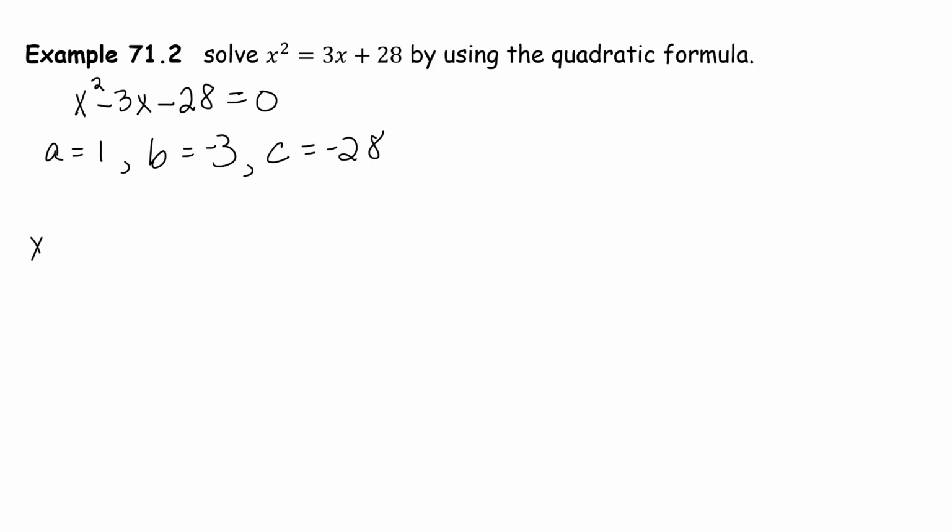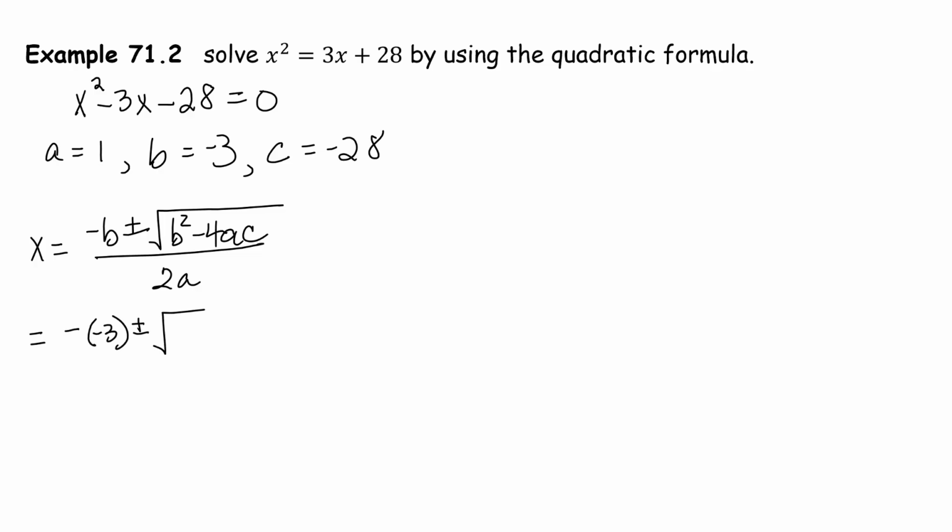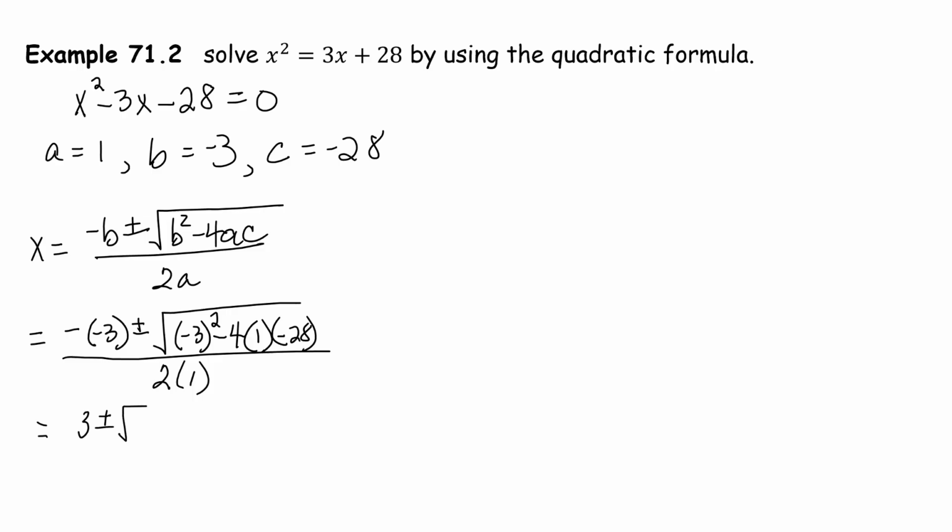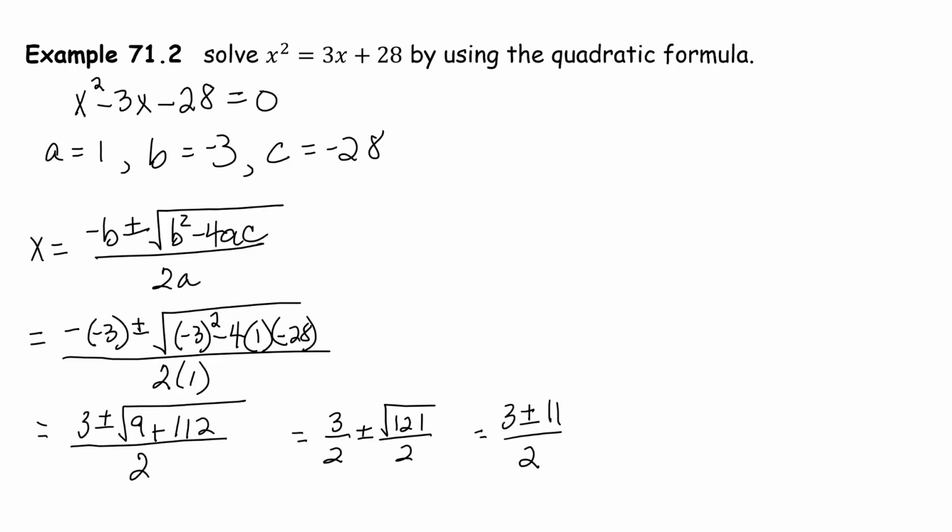And now we just plug all that into the quadratic formula, which is negative b plus or minus the square root of b squared minus 4ac all over 2a. Memorize it. Plug all the numbers in. And now we're going to simplify that. And we'll simplify it further to 3/2 plus or minus the square root of 121 over 2. And you may notice that the square root of 121 is a whole number, 11. We have 3 plus or minus 11 over 2, which is going to be 7 or negative 4.